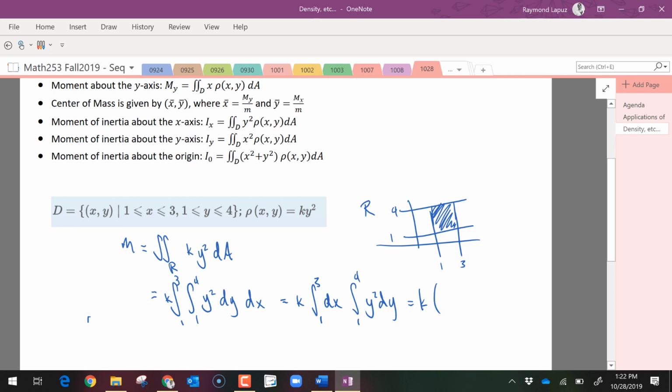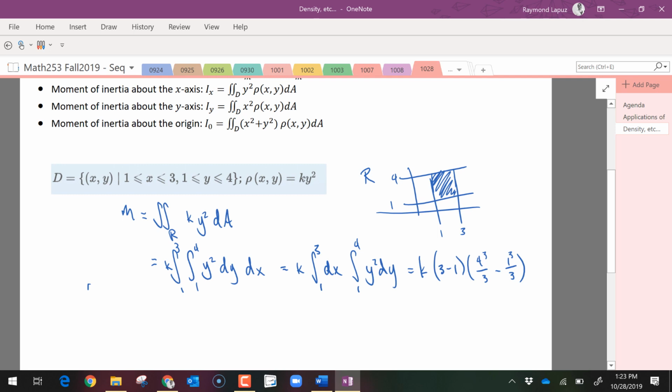The integral of 1 dx is just x. You put 3 in, you put 1 in, it's 3 minus 1. That's just 2. And then the next integral, y cubed over 3. You put 4 in and you put 1 in. So that's 4 cubed over 3 minus 1 cubed over 3. So what's that, 64 minus 1, 63 over 3. And then there's a 2. 2 times 63 over 3, k. That's 126k. Pretty straightforward.